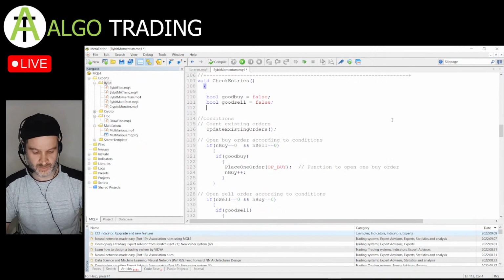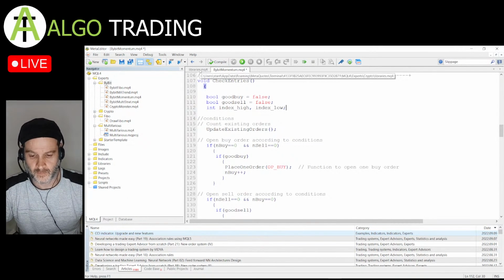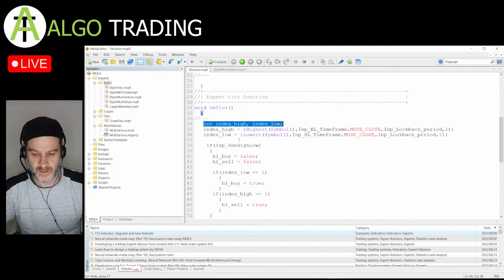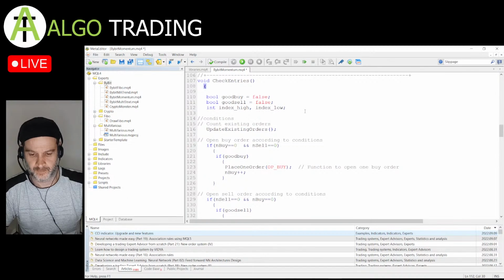Okay, so we're going to have 2 input parameters, index high and index low, and then we want to instantiate that index.